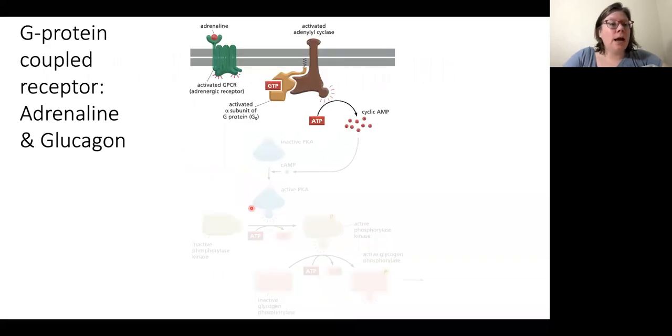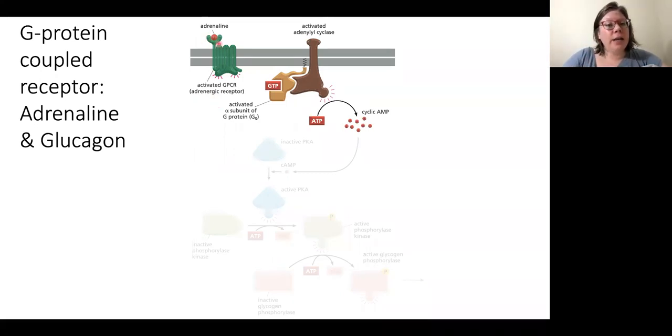So let's talk about some of the details of G protein coupled reception of glucagon and adrenaline, or epinephrine. Here I'm just summarizing, I believe, epinephrine signaling, or adrenaline signaling. We've got an adrenergic receptor, but this is going to look just like glucagon signaling, except glucagon signaling will have its own specific G protein coupled receptor. It'll lead to the same intracellular pathways though.